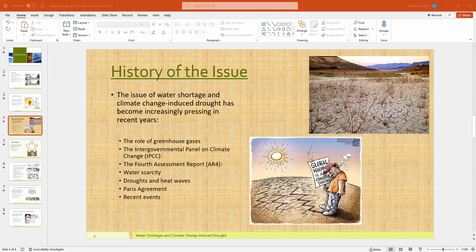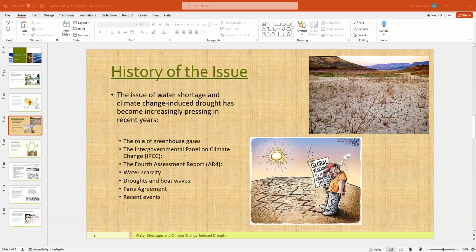The Intergovernmental Panel on Climate Change, also known as the IPCC, was established in 1988 by the United Nations to assess the science of climate change and provide policymakers with guidance to address the issue. Then the fourth assessment report came in 2007. The IPCC released its fourth assessment report, which stated that climate change would likely cause increased frequency and severity of drought in some regions of the world.